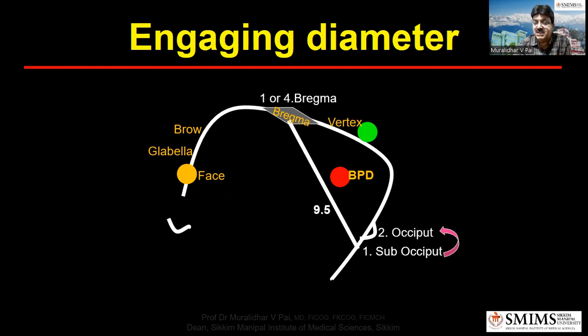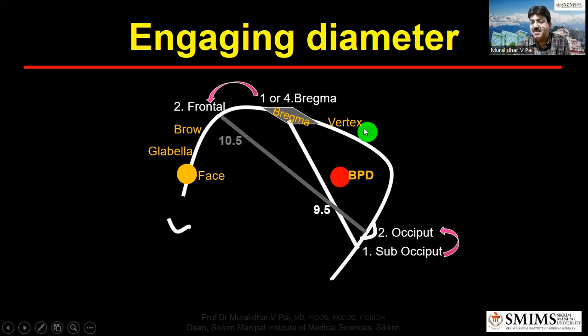I have to move just one point, go slowly, point by point. So I move one point, what do I get? Occiput. Here I have to move further. So what do I get? Frontal bone. So the next diameter is occipitofrontal, which is 10.5 centimeters. What is there in between? It is vertex again. So vertex has got two engaging diameters. One is suboccipitobregmatic, which is 9.5 centimeters. The other one is occipitofrontal, which is 10.5 centimeters. What is the difference?